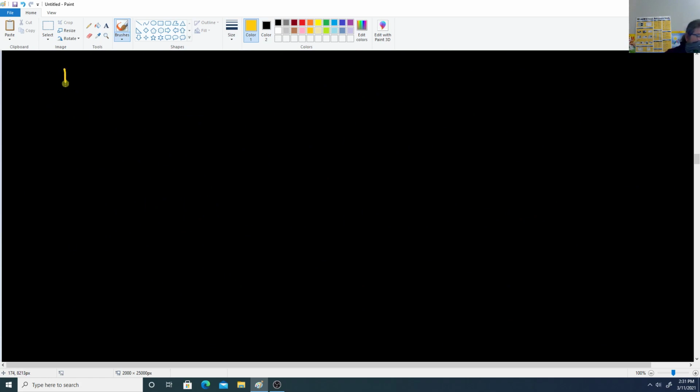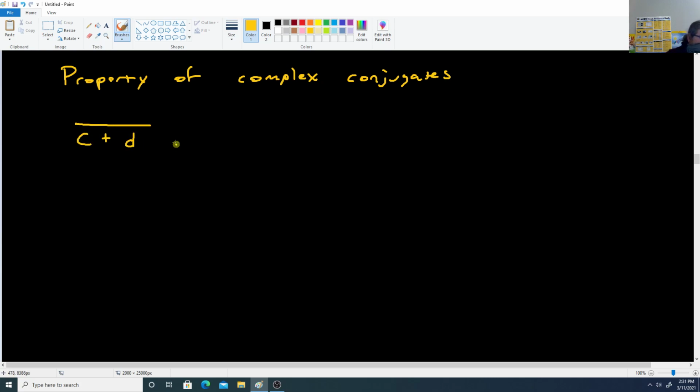So this is going to be a property of complex conjugates. If we have c plus d, the complex conjugate of c plus d is the complex conjugate of c plus the complex conjugate of d. If we have the complex conjugate of c times d, that will equal the complex conjugate of c multiplied by the complex conjugate of d. And this bar above represents the complex conjugate.